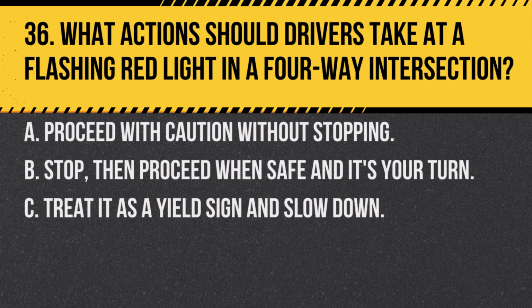Question 36. What actions should drivers take at a flashing red light in a four-way intersection? A. Proceed with caution without stopping. B. Stop, then proceed when safe and it's your turn. C. Treat it as a yield sign and slow down. Answer. B. Stop, then proceed when safe and it's your turn. A flashing red light functions as a stop sign.